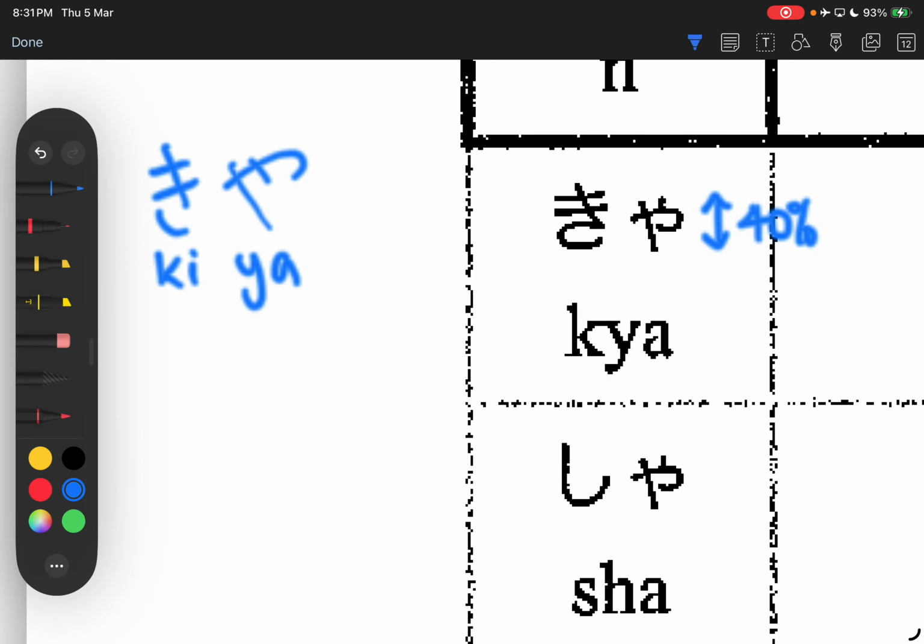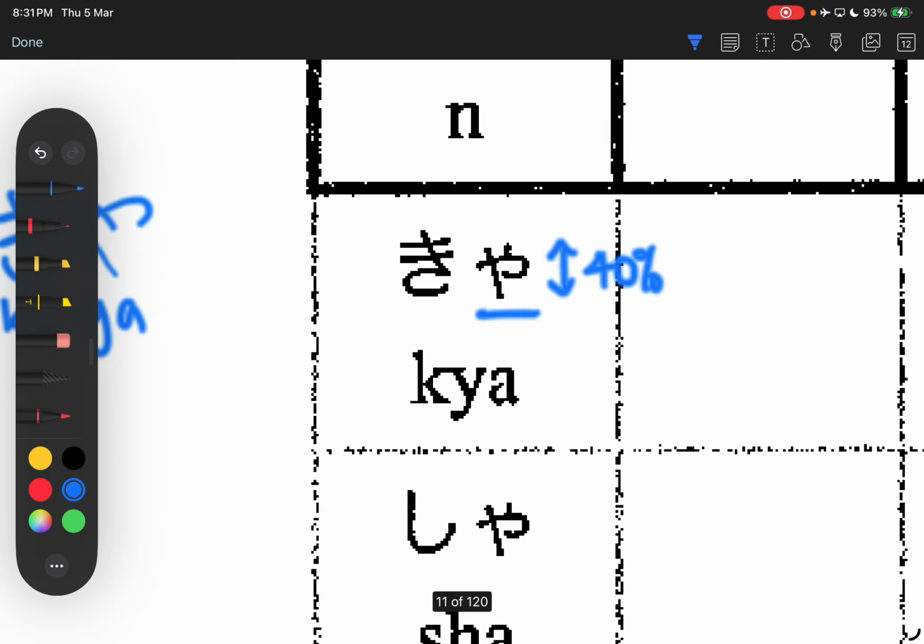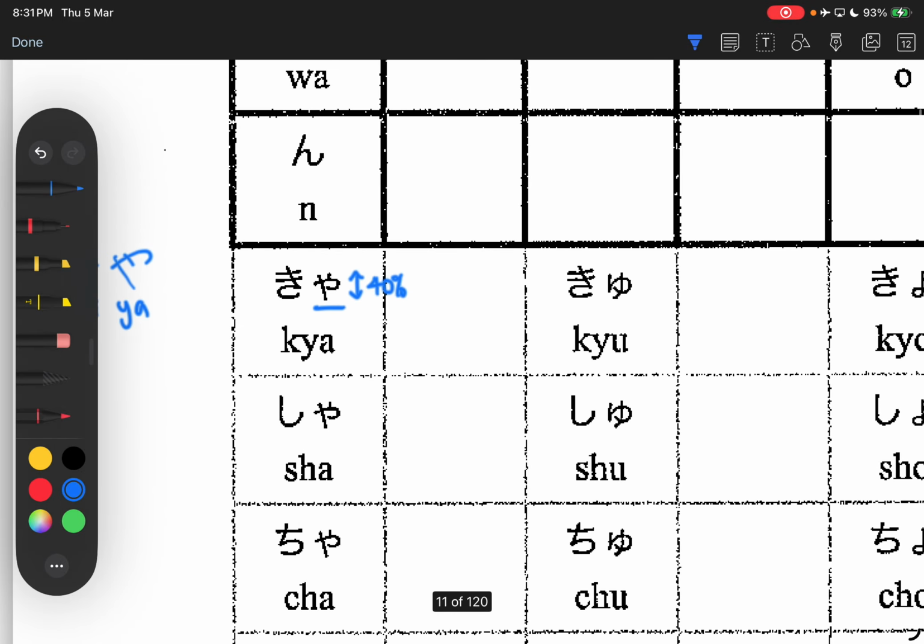So if you want to say KYA together, we call it a contracted sound. Contracted means instead of saying ki ya, I contract it and say it shorter, kya. So when we contract it, the second character is only written at about 40% to 50% size. It's very significantly smaller. Everybody got it? That is a contracted sound.